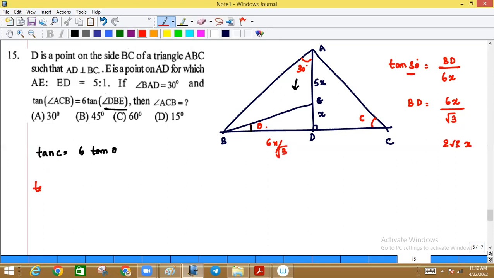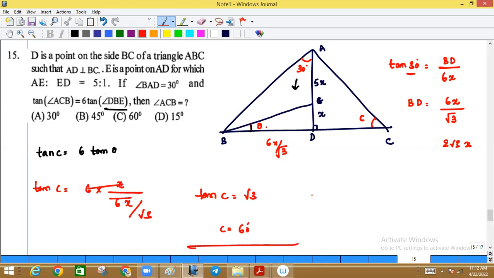Now tan C is what? 6 into tan theta. Tan theta is what? X by 6x by root 3. 6 cancels. Tan C is equal to root 3. C is equal to 60 degrees.